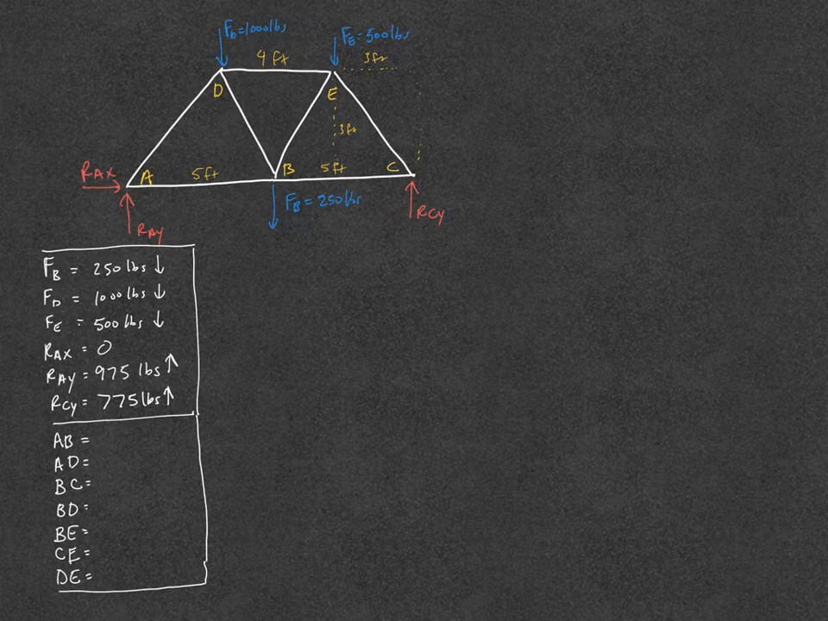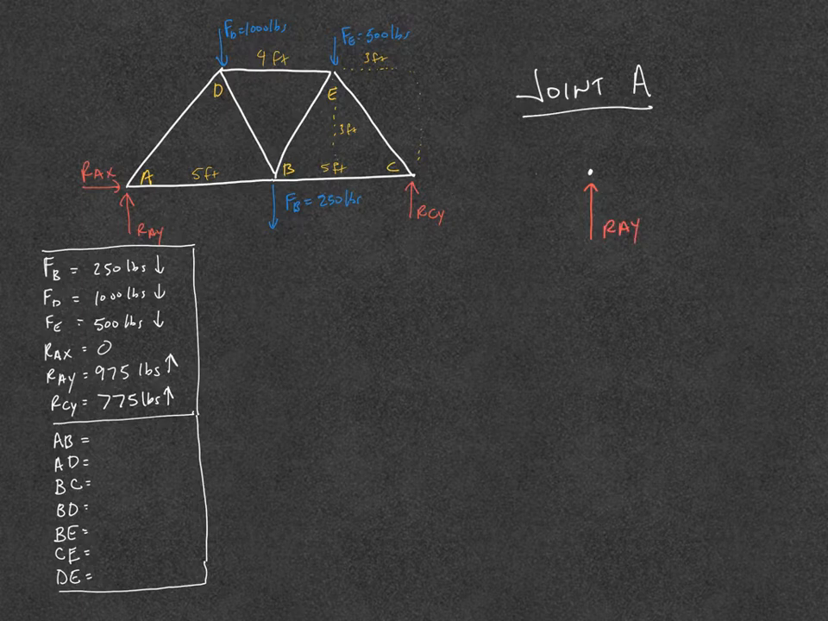To begin solving for our internal forces, I'm going to use the method of joints, which is a system of equations that allows us to work our way around the truss and solve for each member at each joint. I need to start by selecting a joint, and I'm going to pick joint A just because it's the first one over there. It has two known forces, RAX, RAY, and two unknown forces, AB and AD.